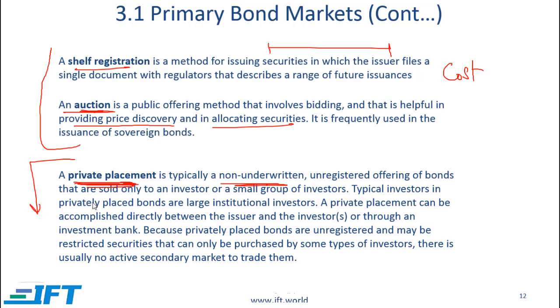Here now we'll talk about a private placement. A private placement is typically a non-underwritten, unregistered offering of bonds that are sold only to an investor or a small group of investors. Typical investors in privately placed bonds are large institutional investors. A private placement can be accomplished directly between the issuer and the investors or through an investment bank. Because privately placed bonds are unregistered and may be restricted securities that are only purchased by some types of investors, there is usually no active secondary market to trade them in.